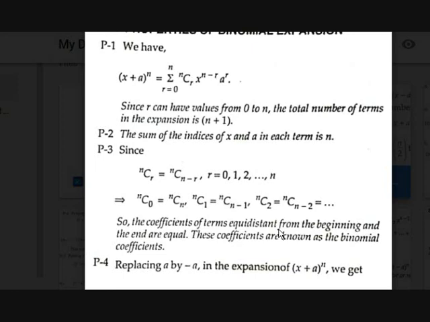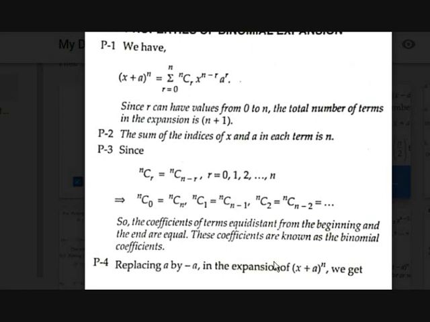Those coefficients are known as binomial coefficients. Okay, now, the next property: you have learned the formula for (x + a)^n. You may be wondering, what will be the formula for (x − a)^n? What if there is a minus symbol?